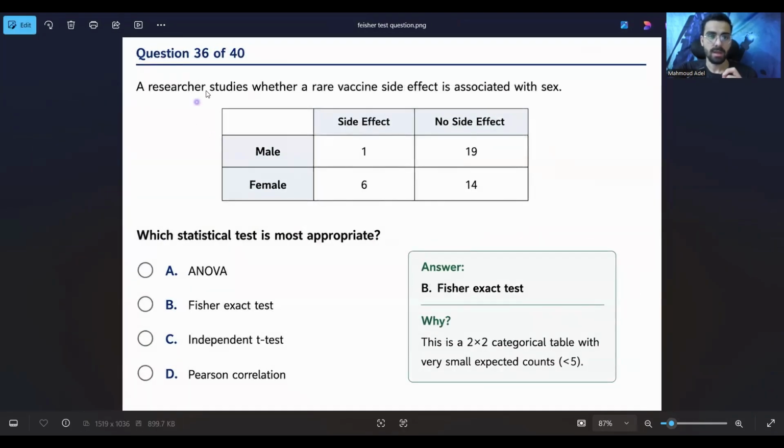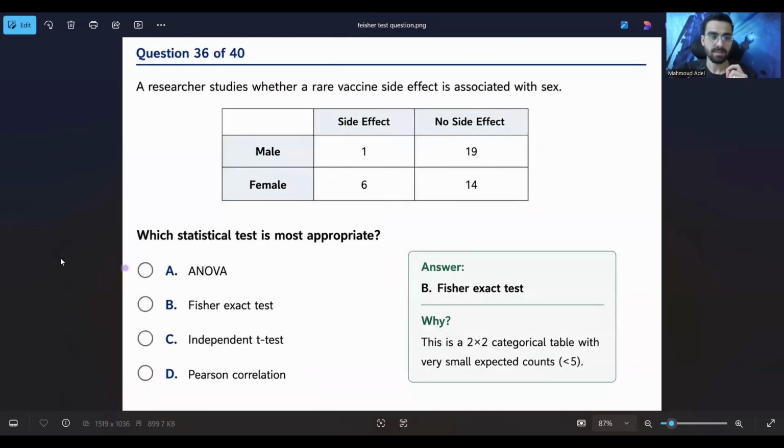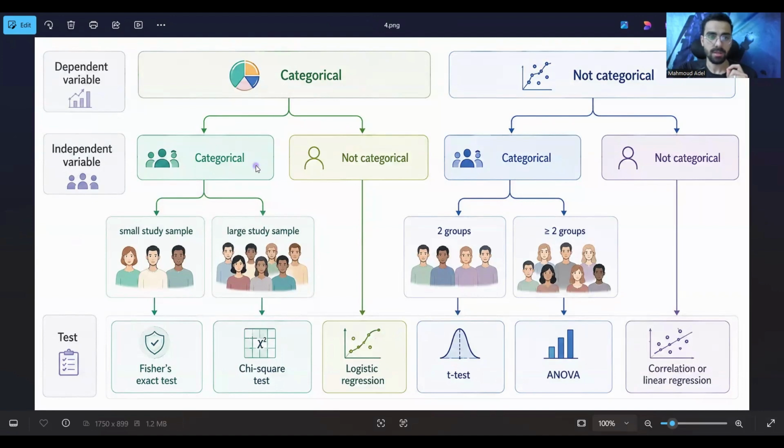A researcher studies whether a rare vaccine side effect is associated with sex. So the exposure is male or female. This is the risk and the independent variable, and your dependent variable is the side effect, or the outcome of the vaccine. And your sample is small. This is categorical and this is categorical. So categorical and categorical with a small study sample, it is Fisher's exact test.